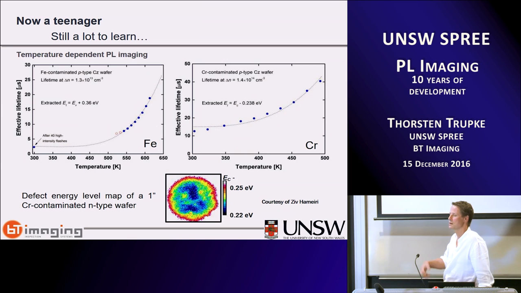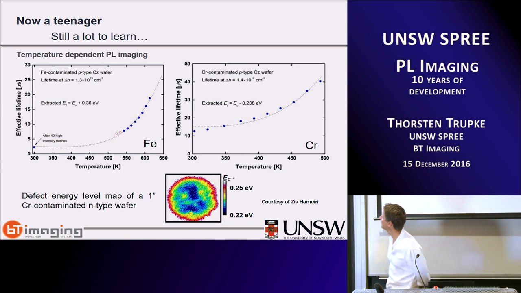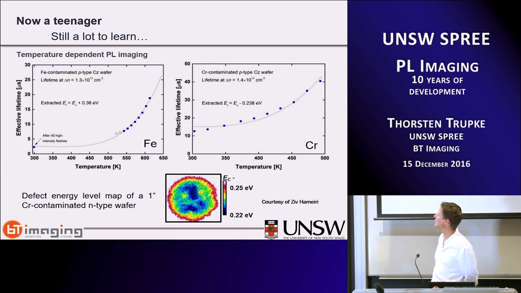So when you do the analysis properly, you can plot the effective lifetime over the temperature. And based on the Shockley-Read-Hall theory, you can then extract the defect parameters like the energy position or the capture cross-section ratio. That then gives you an indication about what defect you might have in your material. In this first work, we showed that the system works really well, and that the parameters from the literature could be confirmed very accurately.